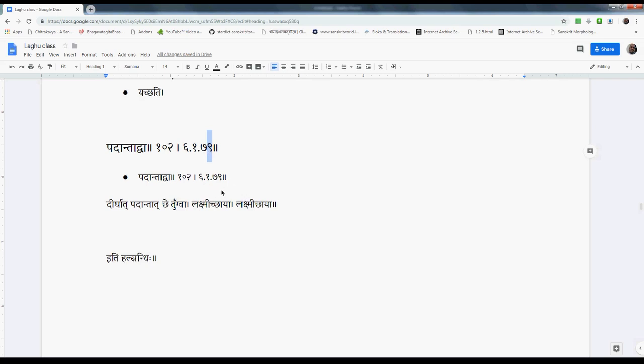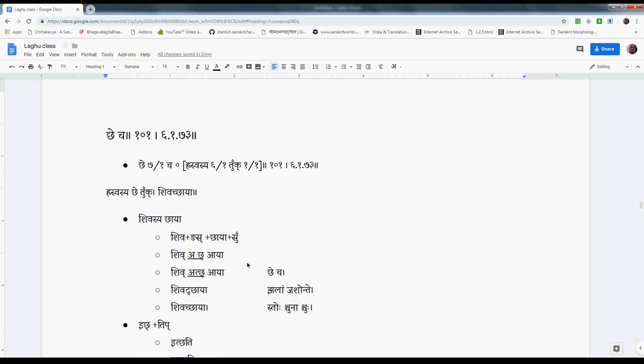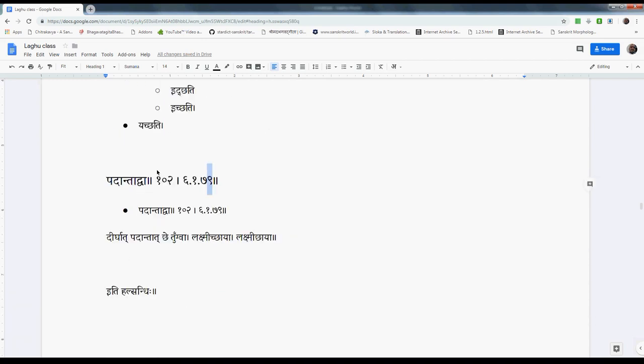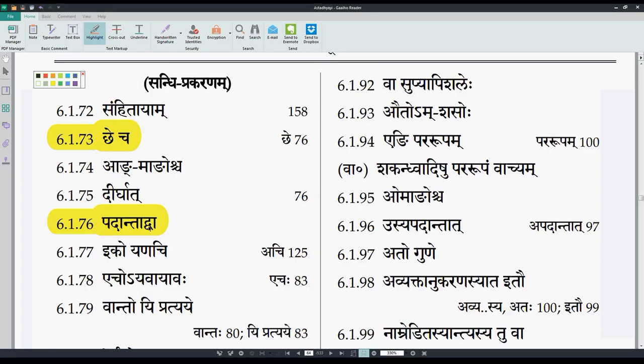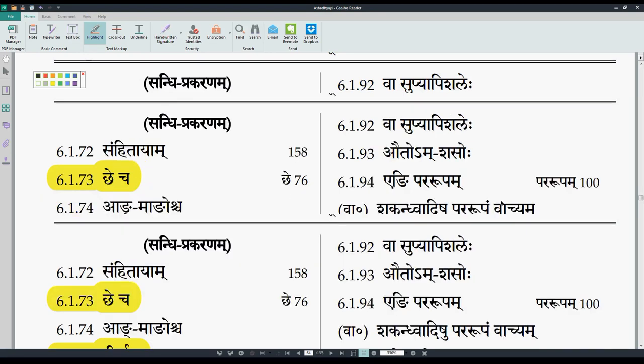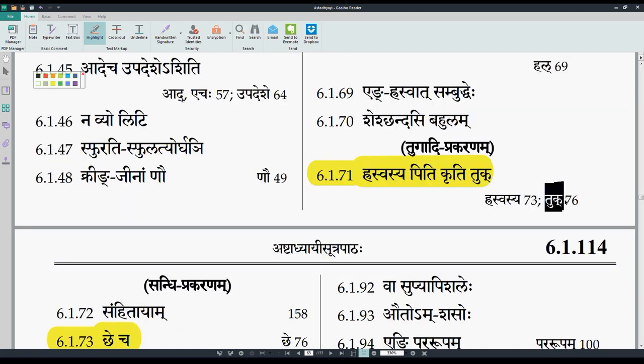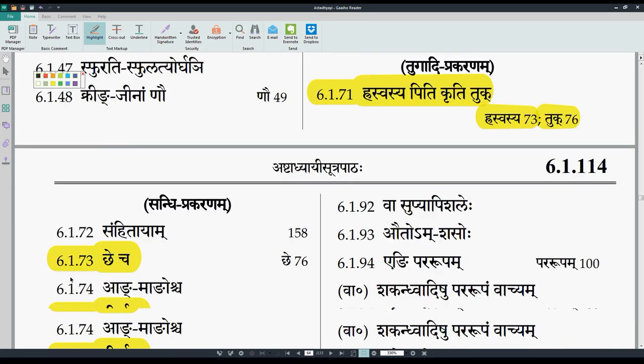I don't think it is 79 because only 4. So if this is 73, 79 is okay. So, Padantadva. Padantadva what? Dirghat. This is an anuvritti there. Dirghat. And what else? Che. Padantadva che. Dirghat. Padantadva what? Tuk. So, Tuk is also coming down from here. Hraswasya is no longer there. Tuk is there. So, Tuk is the Adesha.